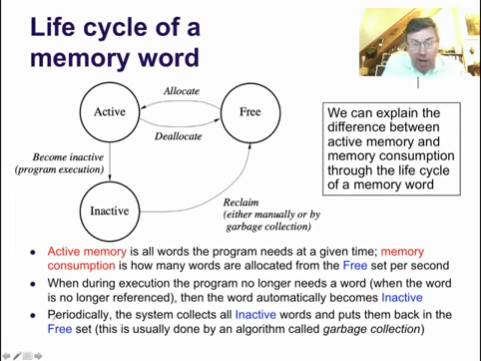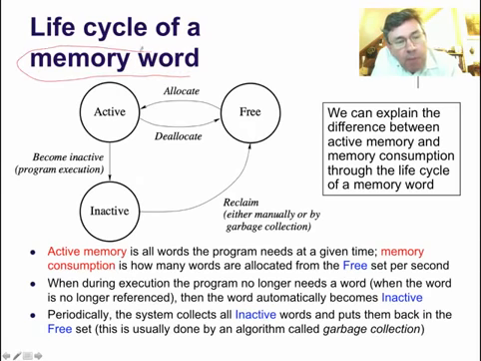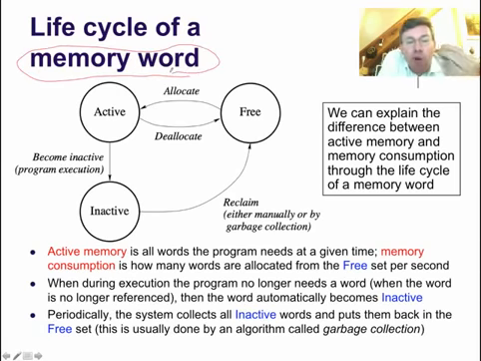So here's another way of looking at what happens during the execution of a program in terms of memory. When we look at the life cycle of a single memory word, how does it live? Well, it starts out by being free, so it's in the free set, and then the program needs it, so it's allocated, so it moves to be active. It's used in a calculation, there's useful information stored there, and at some point the program does not need it anymore, so it doesn't reference it anymore, there's no more pointers to it, so the poor memory word becomes inactive.